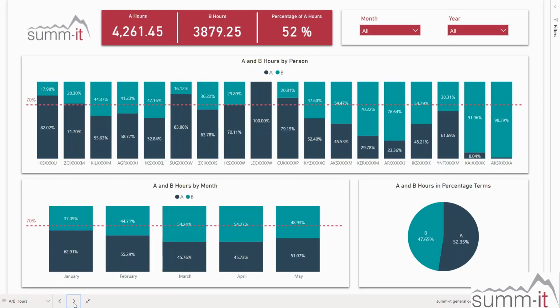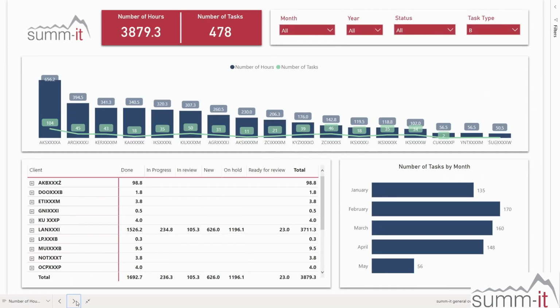On the second page we have two categories, A and B, in percentage terms. Next up is dedicated to showing us a few types of information. For example, this chart is showing us the number of tasks, this green line, in relation to the number of hours, these blue bars. The table below is presenting the number of hours by client and status.